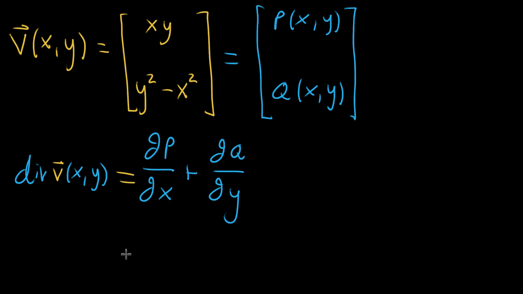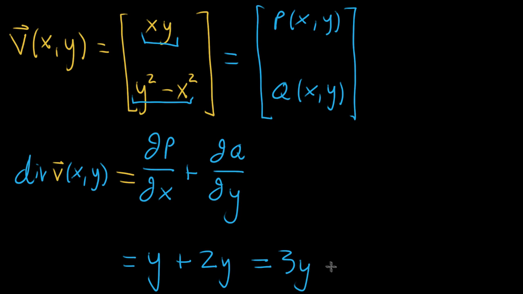And as we plug this in and start computing, the partial derivative of p with respect to x: with respect to x, this looks like a variable, y looks like a constant, so the derivative is y. And then the partial derivative of q, that second component, with respect to y: y squared looks like a variable and its derivative is 2 times y, and then x just looks like a constant, so nothing happens there. So on the whole, the divergence evidently just depends on the y value. It's 3 times y.